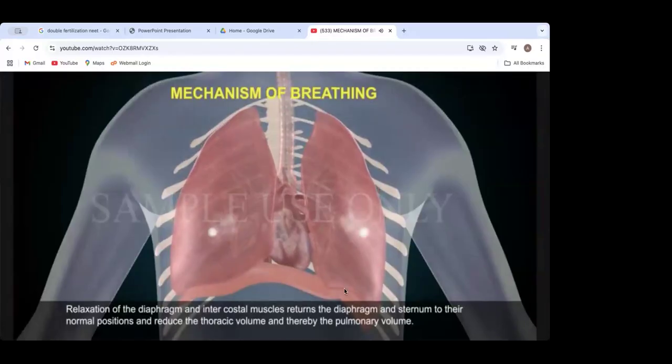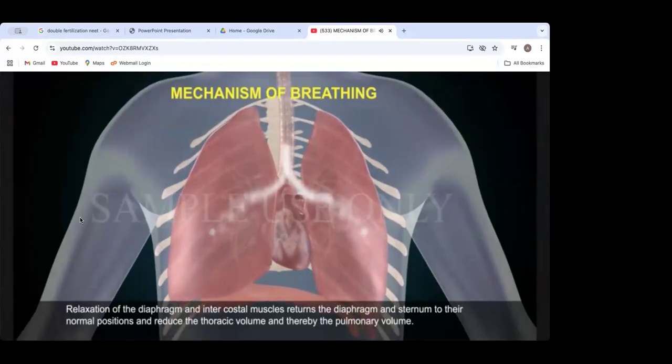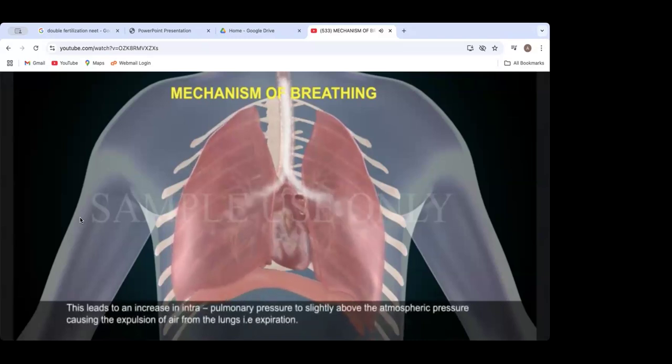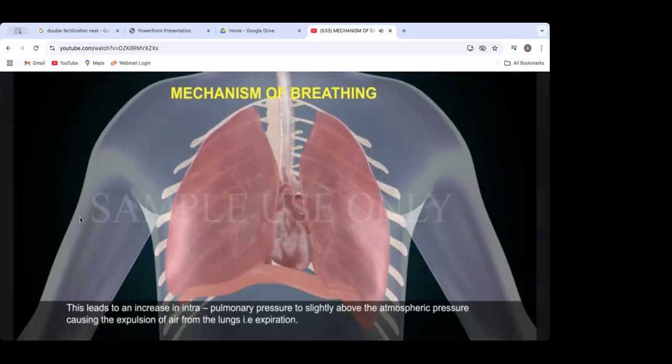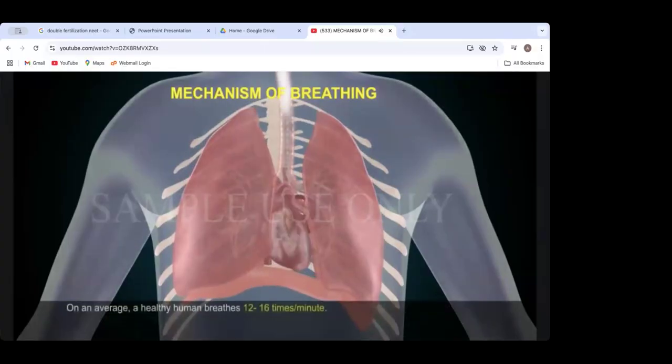Relaxation of the diaphragm and intercostal muscles returns the diaphragm and sternum to their normal positions and reduces the thoracic volume and thereby the pulmonary volume. This leads to an increase in intrapulmonary pressure to slightly above the atmospheric pressure, causing the expulsion of air from the lungs. That is expiration.